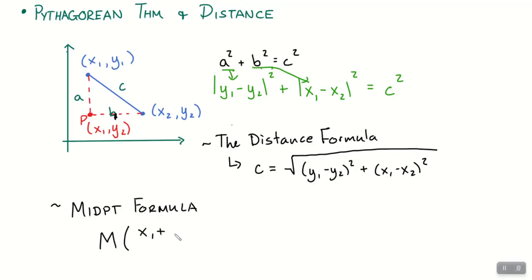We just add them. X1 plus X2 gets me everything. And then we do what? Divide by 2. Piece of cake. So here's our first. We have the first half of it. What about the y coordinates?